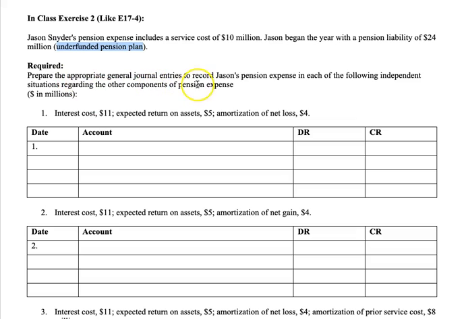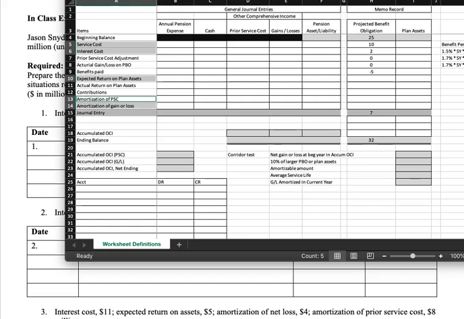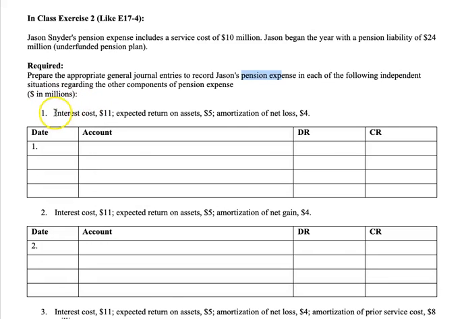Prepare the appropriate journal entries to record Jason's pension expense in the following independent situations regarding the other components of pension expense. And again, just to remind you, there's a total of 5 components that are possible when we get to our pension expense. The service cost of the pension, the interest costs on the PBO, the expected return on planned assets, what we think our planned assets will generate in revenues in a year. That offsets our expense. Then any amortization of prior service costs and amortization of any gain or loss from prior years. Okay? All right, so this first one, our interest cost is 11.